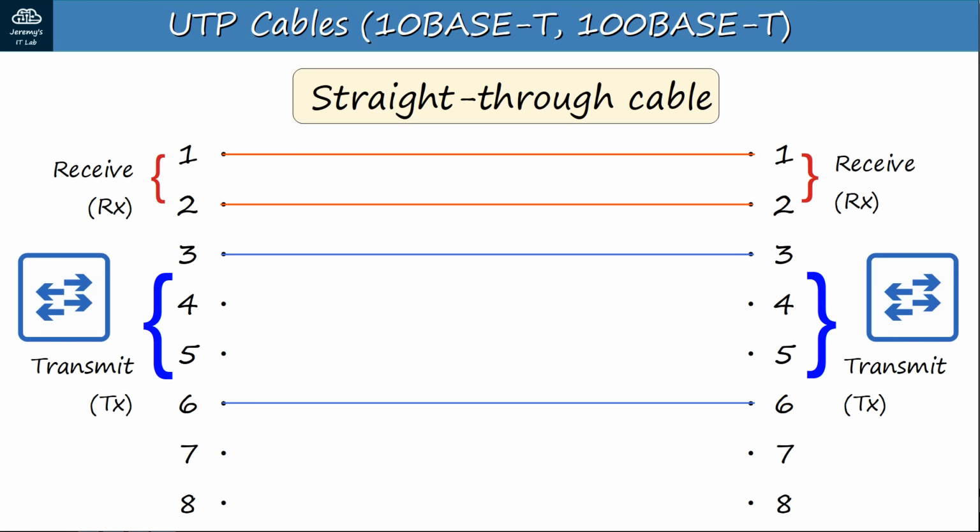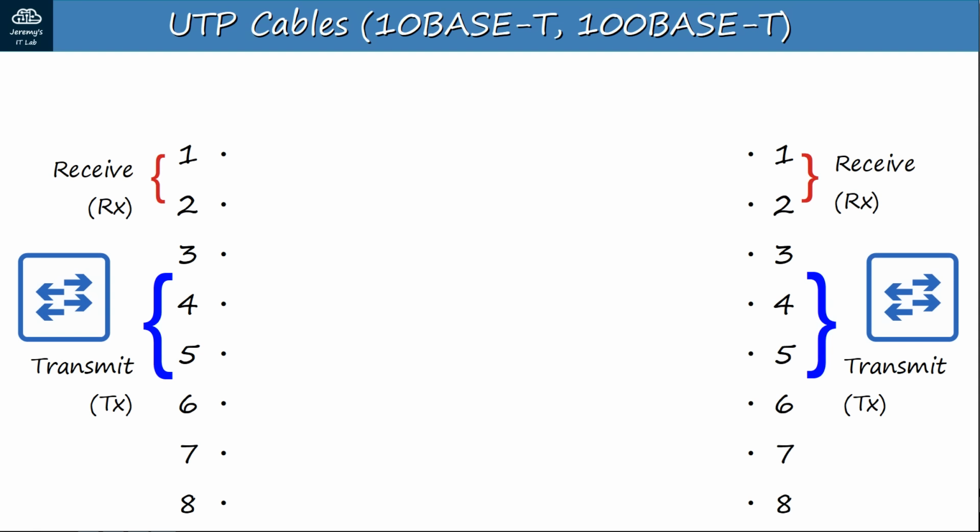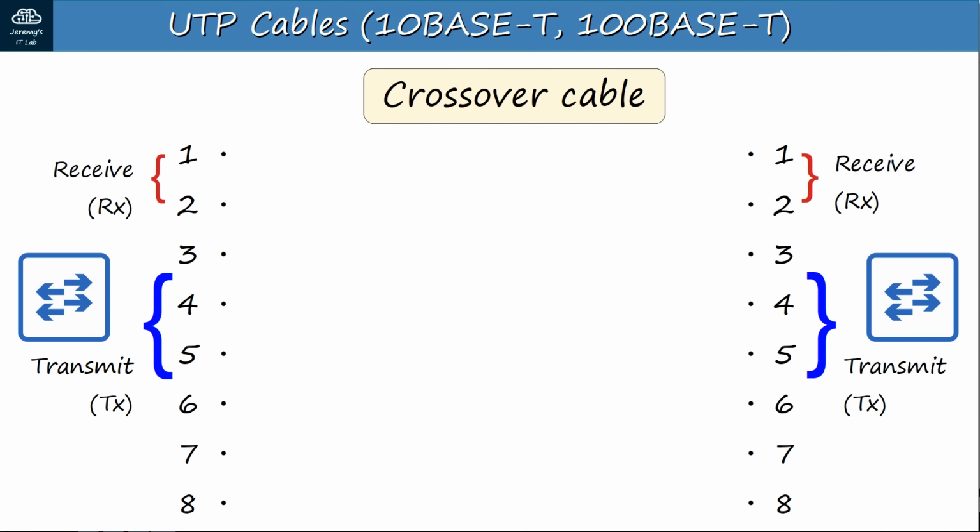I've replaced the two routers with two switches, just to demonstrate that the same thing applies. If the switch on the left tries to transmit some data to the switch on the right, it doesn't work. The answer to this problem is a different type of cable. A straight-through cable connects pin 1 to pin 1, pin 2 to pin 2, pin 3 to pin 3, etc. But there's another type of cable, called a crossover cable.